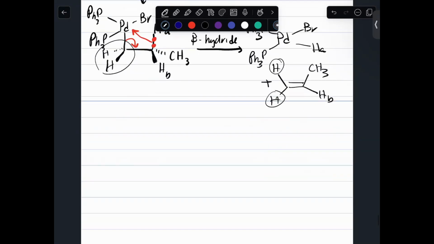Okay, one of the best examples of beta hydride eliminations is the use of Schwartz reagent.